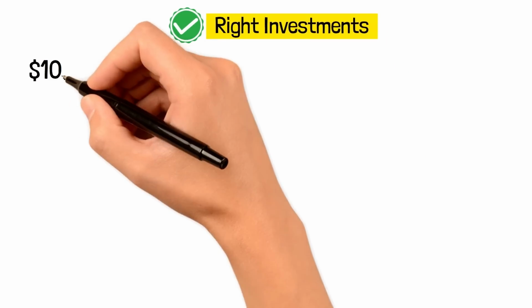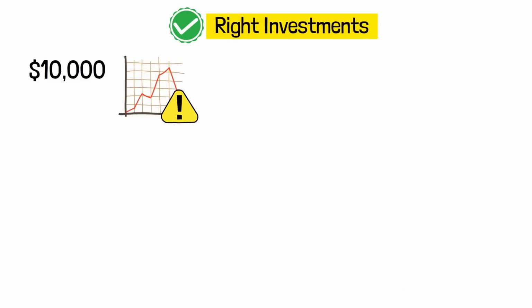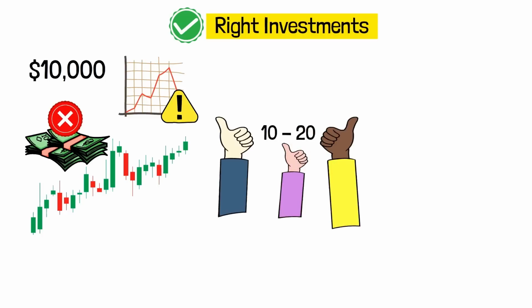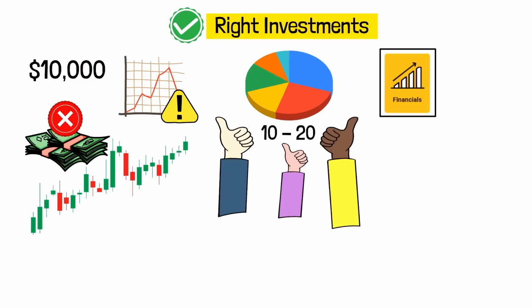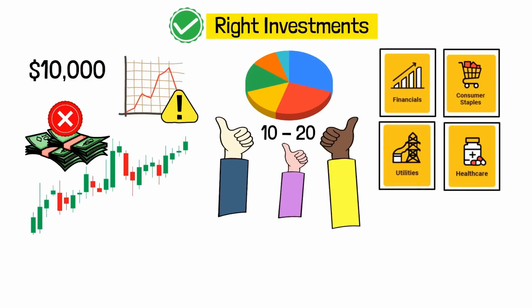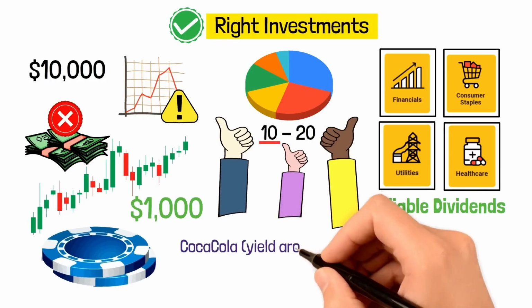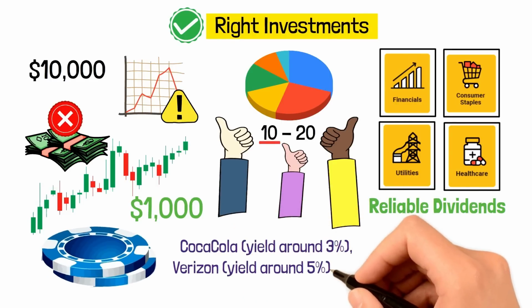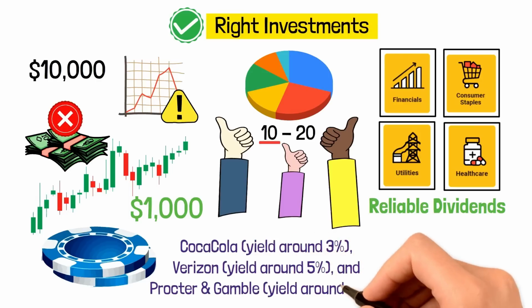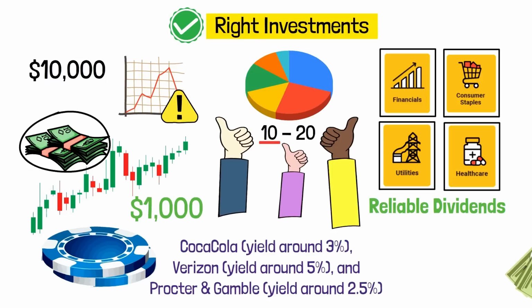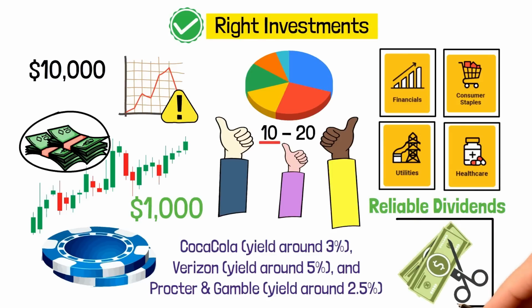With $10,000, you'll want to diversify to reduce risk, meaning you shouldn't put all your money into one stock. A good rule of thumb is to hold 10 to 20 different stocks across various sectors, such as financials, consumer goods, utilities, and healthcare, which are known for reliable dividends. For example, you might allocate $1,000 to each of 10 stocks. Let's say you pick a mix of blue-chip companies like Coca-Cola, yield around 3%, Verizon, yield around 5%, and Procter & Gamble, yield around 2.5%. By spreading your investment, you reduce the impact if one company cuts its dividend, a rare but possible event.